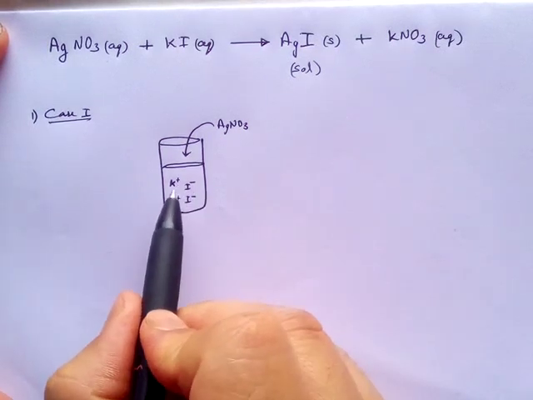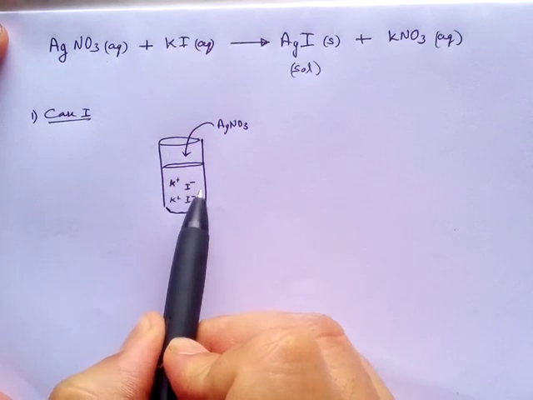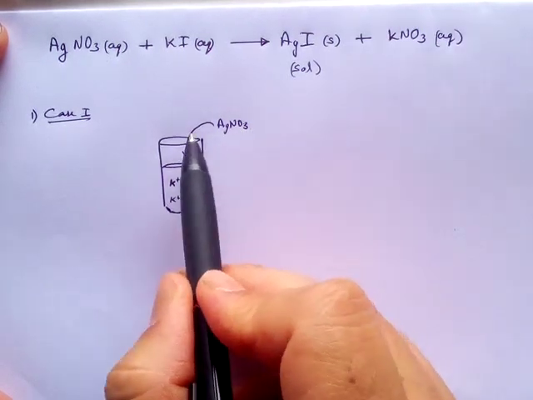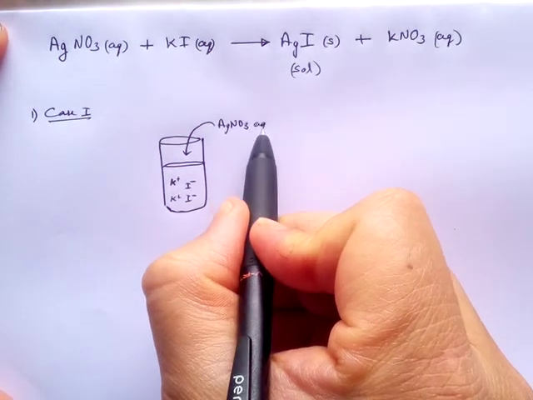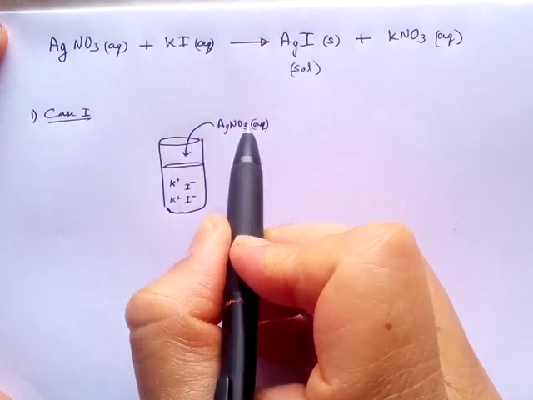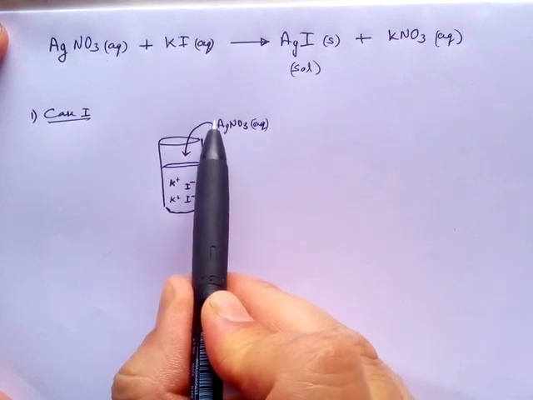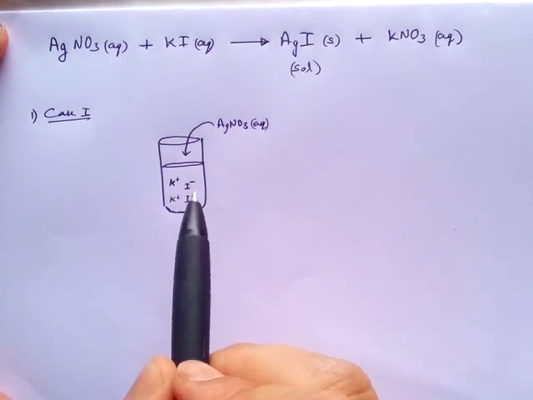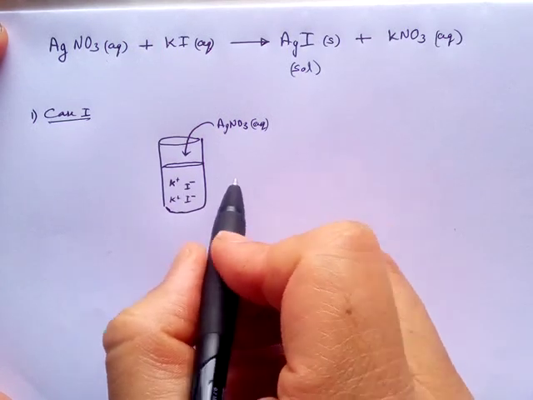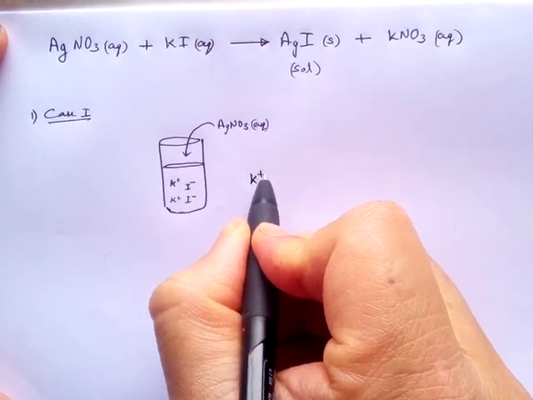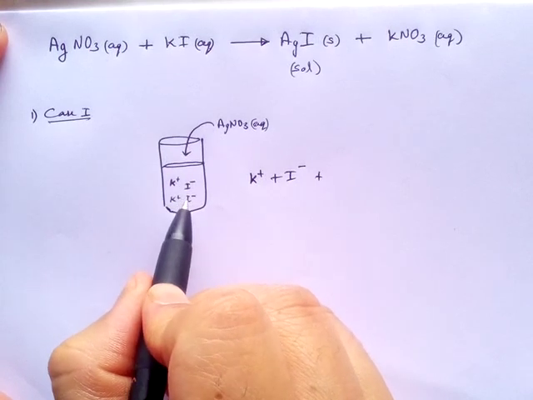In case 1, KI is in the container. We have KI in a container, and it exists as K+ and I-. And silver nitrate, we are adding a few drops. Remember, a few drops of aqueous AgNO3, so it is also Ag+ and NO3-, right? So we'll add it. Now what will happen? Whatever amount of AgNO3 we have added gets consumed. So what remains inside this container is K+ and I-, because there is plenty of K+ and I-.